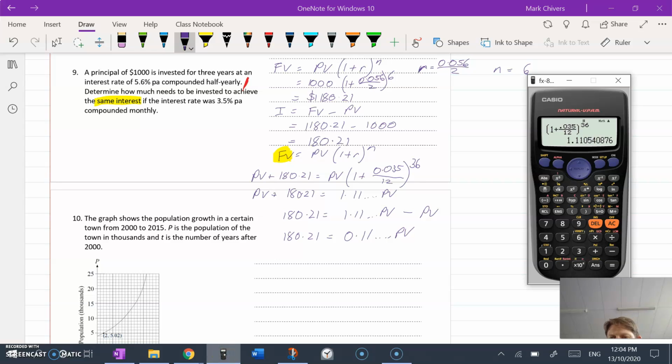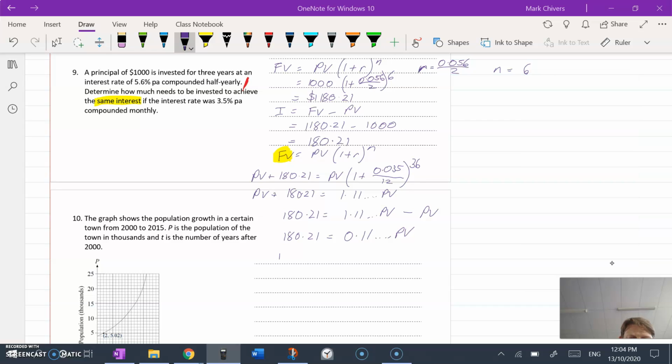Now I still have that number in my calculator. Actually, what I'll do in my calculator here is I'll take away the 1, and so that's what that number is in my calculator. So the next thing I need to do is divide both sides, because there's multiplication going on here on the right hand side. I can go 180.21 divided by 0.11, whatever that is, equals the present value.